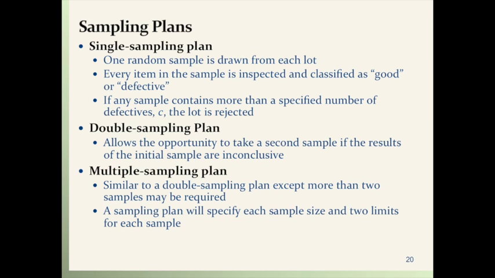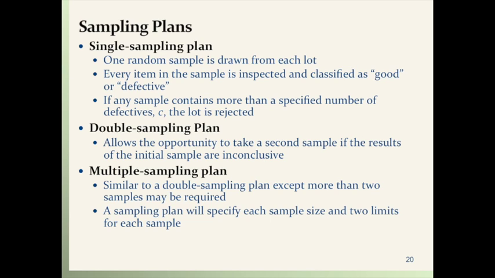So sampling plans. There's several ways you can do it. One is called a single sampling plan. One random sample is drawn from each lot. Every item in the sample is inspected and classified as good or defective. If a sample contains more than a specified number of defects, the lot is rejected.